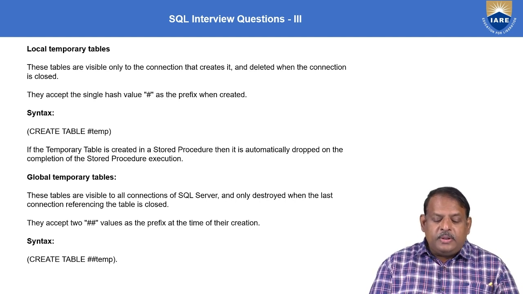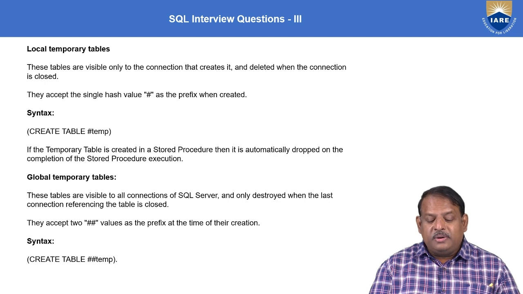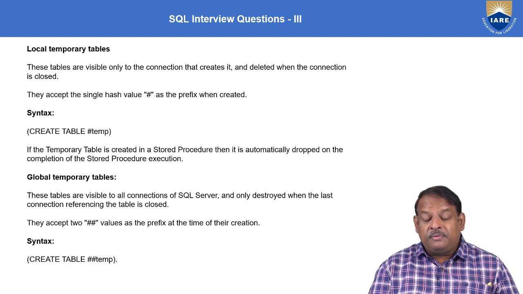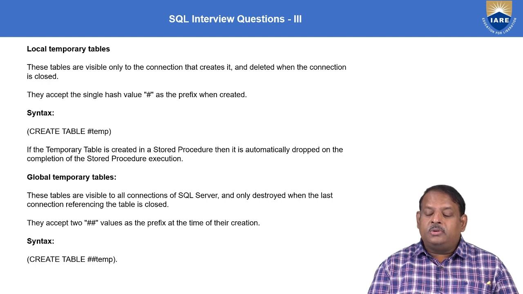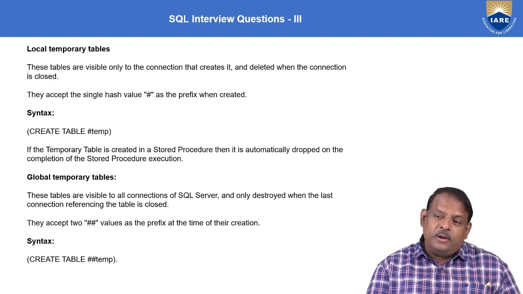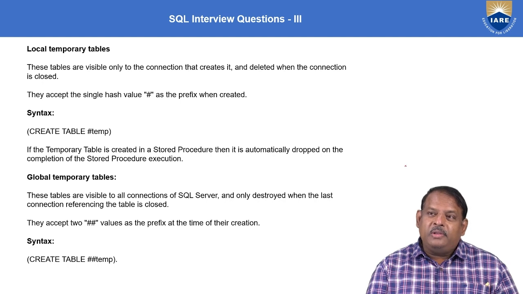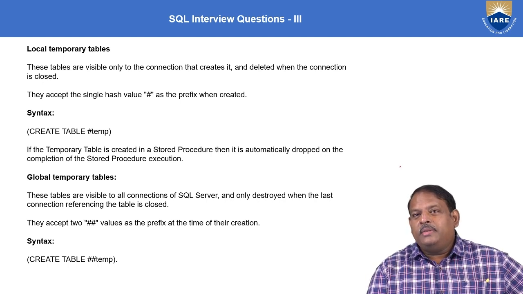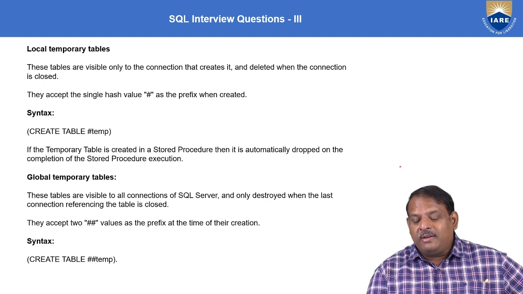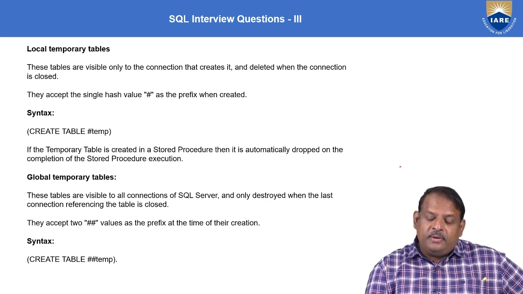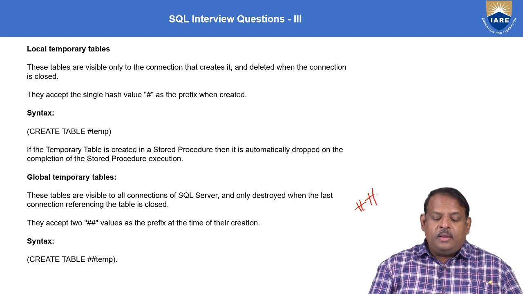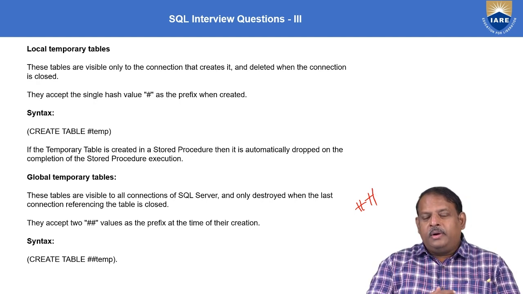Global temporary tables are visible to all the connections of the SQL Server and are only destroyed when the last connection referencing the table is closed. Unlike local tables, global tables are available to all the users connected to this database, and they exist till the last connection is closed. In order to create a global temporary table, we have to use a double hash.